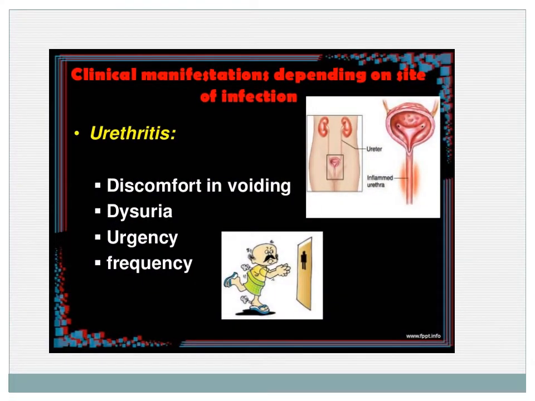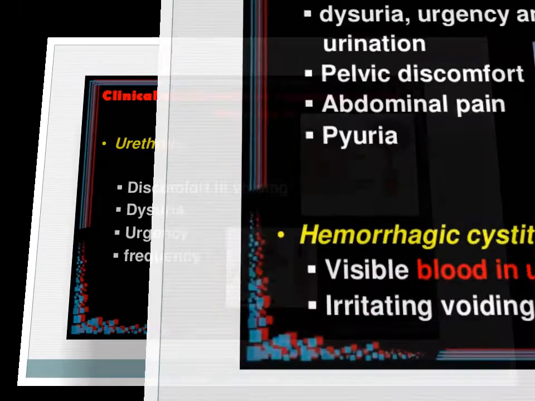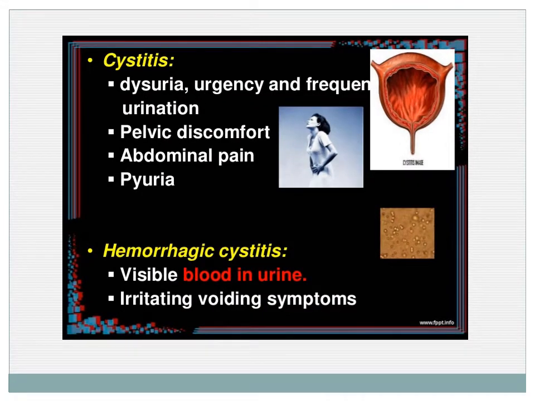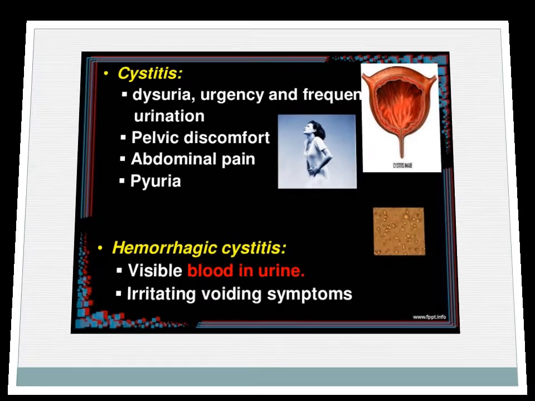Here you can see some signs and symptoms of UTI. UTI in the urethra causes urethritis, inflammation of the urethra, and its symptoms are dysuria, discomfort in voiding, urgency and frequency. Cystitis is a lower UTI occurring in the lower part. In cystitis, symptoms include pelvic discomfort, abdominal pain, and pyuria. Hemorrhagic cystitis is confirmed when blood is present.